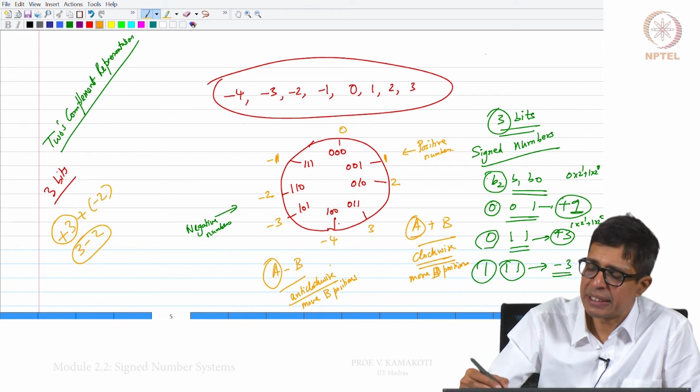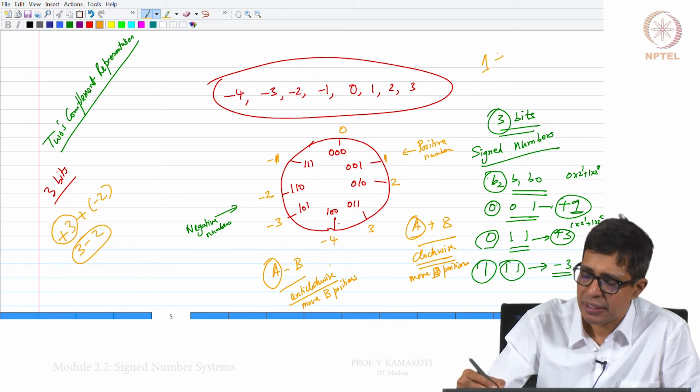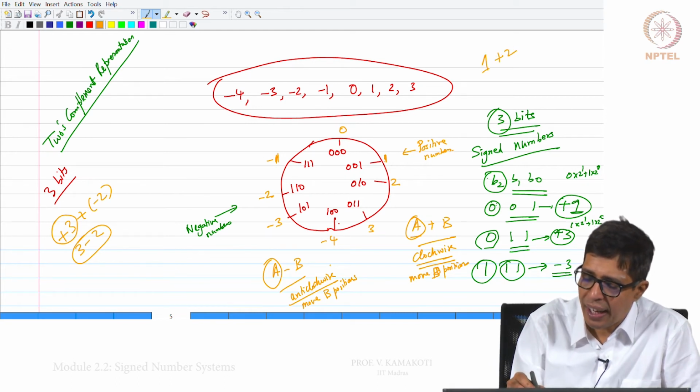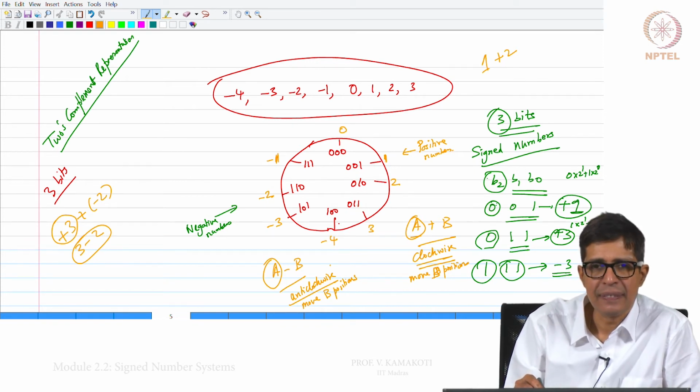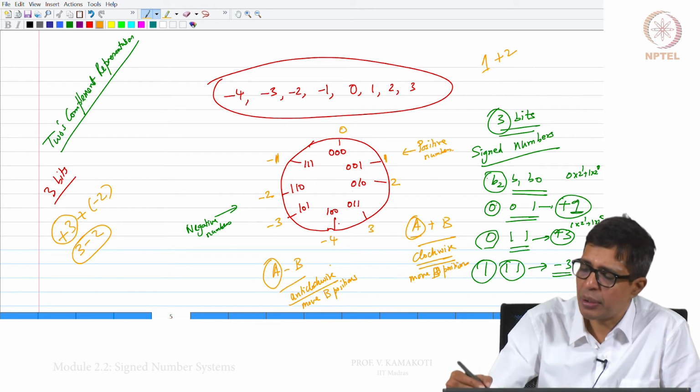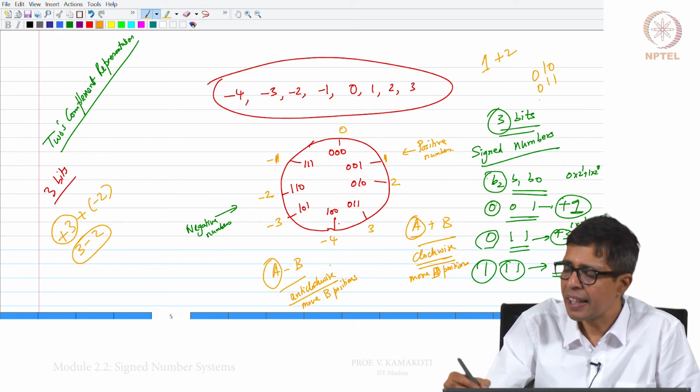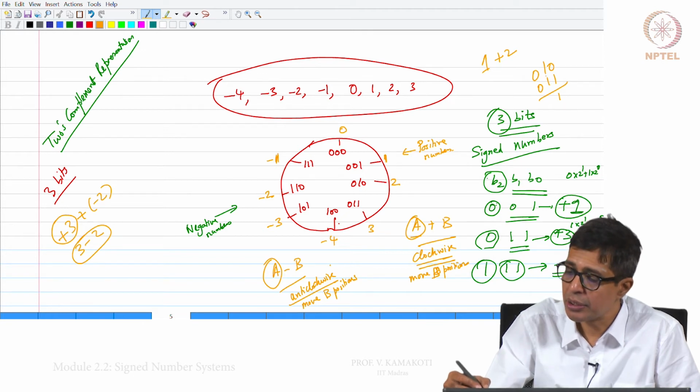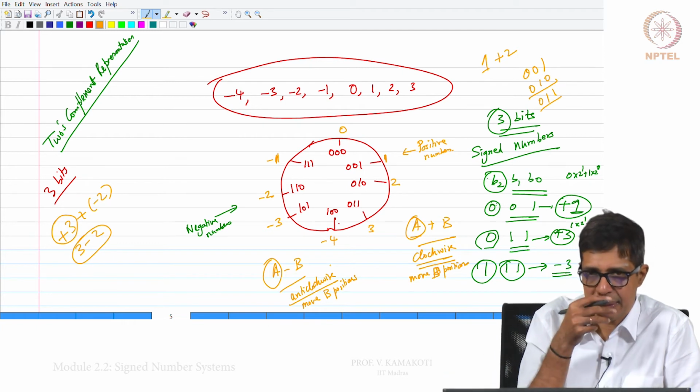So, for example, let me say I want to add 1 plus 2. So, I go to 1 and add 2 positions. So, I get 3. So, 0 0 1 plus 0 1 0, if I add, 1 plus 0 is 1, 0 plus 1 is 1, 0 1 1, I get this.